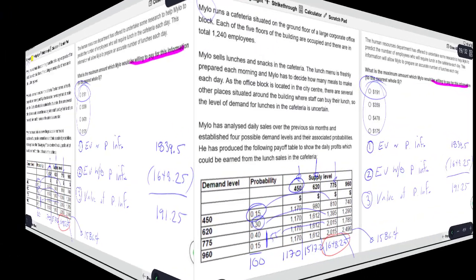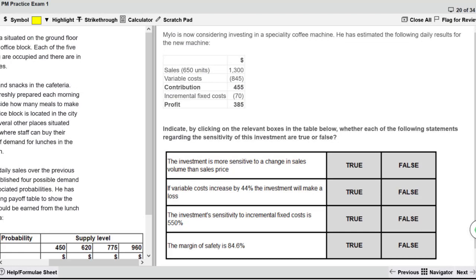Let's tackle question 20, the final question in the Mylo scenario, and again, it's quite number calculation intensive and time consuming. Let's go statement by statement. So the first statement is testing your knowledge of sensitivity analysis. That's all about how sensitive the profit is to a change in a variable. The two variables that we need to compare are the sales volume versus the price.